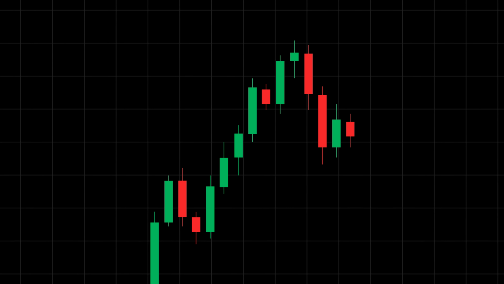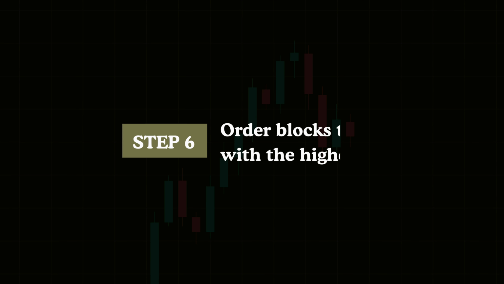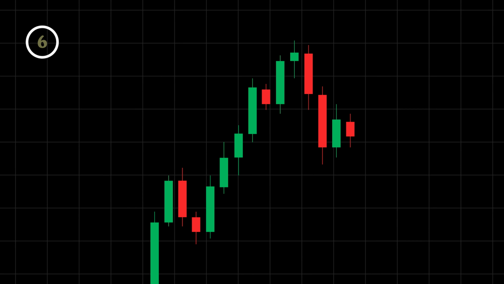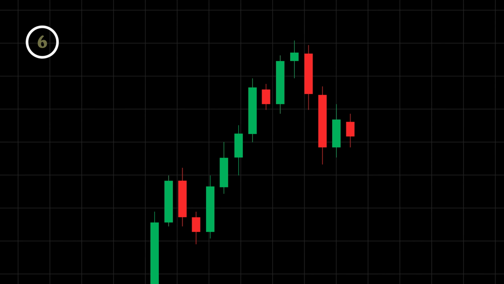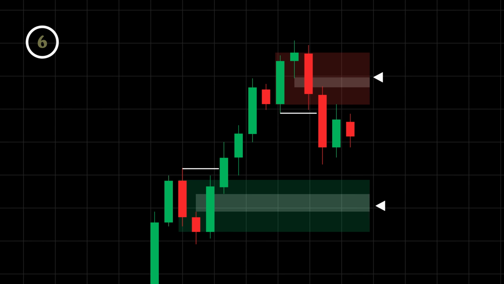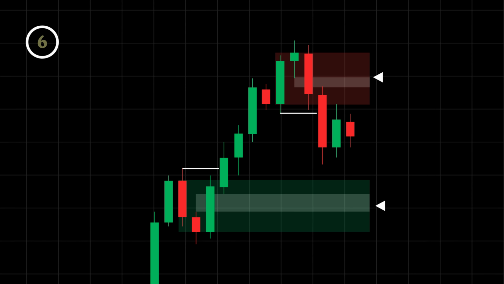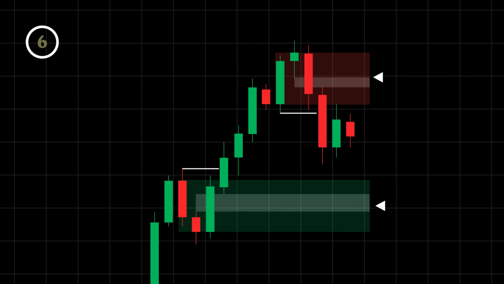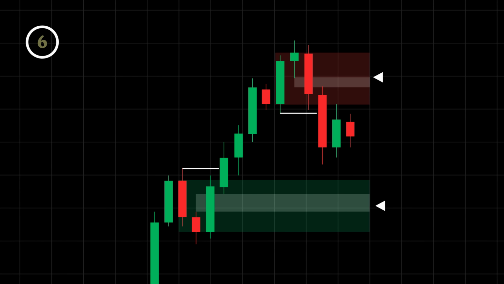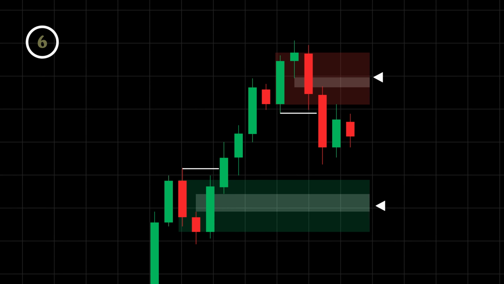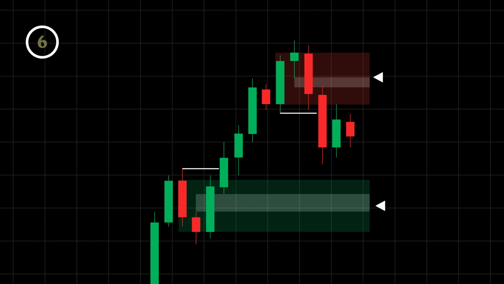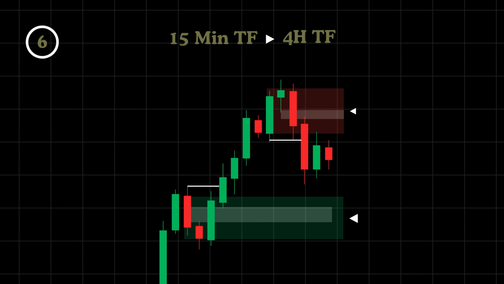This brings us to the next key step. You should only trade order blocks that align with the higher time frame market structure. In this example, we're looking at a 15-minute chart, where we can identify two valid order blocks, each having its own fair value gap. The problem, however, is that one is bullish and the other is bearish, meaning they conflict in directional bias. This is a common scenario that causes confusion for many traders. They're unsure which PD array is more likely to hold. That's why this serves as a perfect reminder of the importance of using top-down analysis.